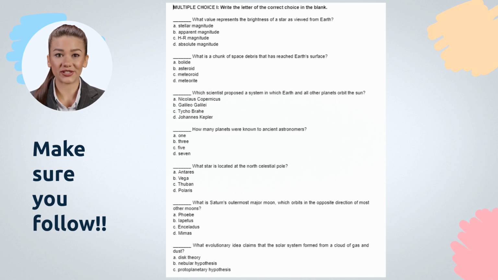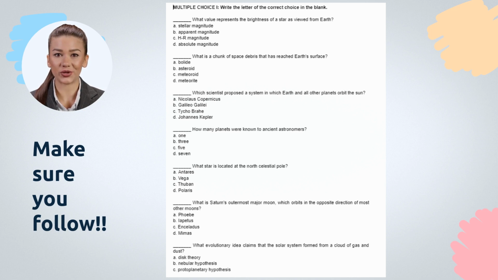What is a chunk of space debris that has reached Earth's surface? A. Bolide. B. Asteroid. C. Meteoroid. D. Meteorite. Which scientist proposed a system in which Earth and all other planets orbit the Sun? A. Nicolaus Copernicus. B. Galileo Galilei. C. Tycho Brahe. D. Johannes Kepler.